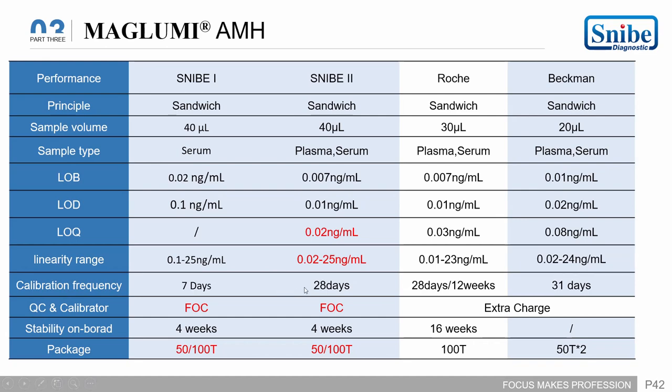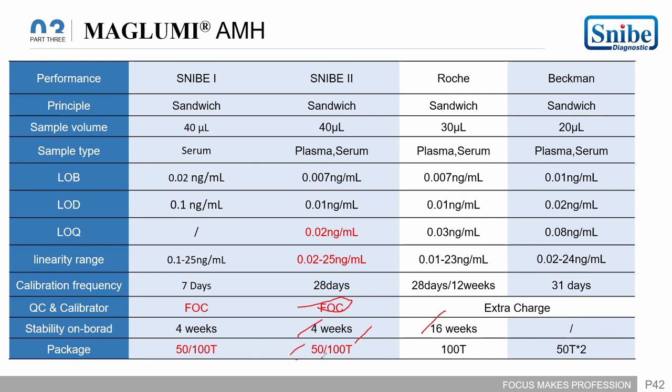If we talk about the calibration frequency, a 1 month calibration frequency is recommended. We are providing free of cost calibrators and controls with the reagent, while Roche and Beckman need to be purchased separately. If we talk about the reagent onboard stability, we have a 4 week stability, and Roche has a 16 week stability, and Beckman is not available at the moment.